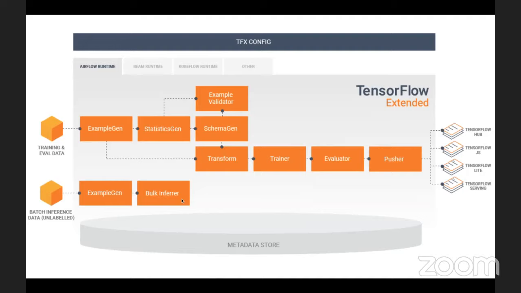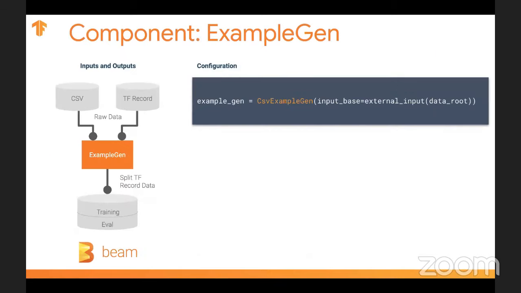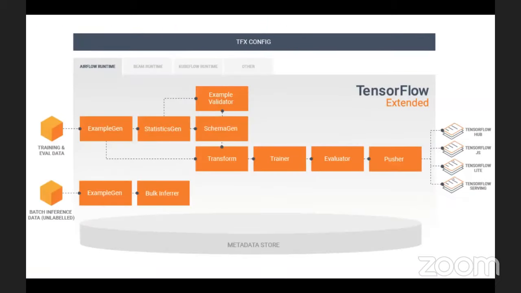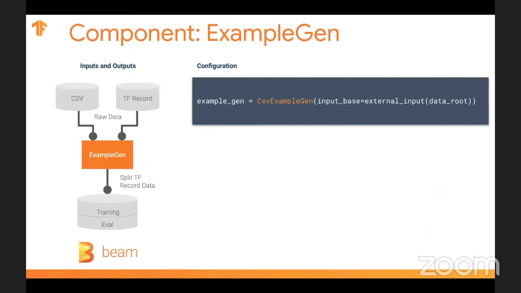So if you're just going to do inference on a whole batch of requests offline, which is fairly common actually, then bulk inference and the BulkInferrer component are really useful for that. So now let's talk about each of these components that we just looked at, and we'll go into some detail.